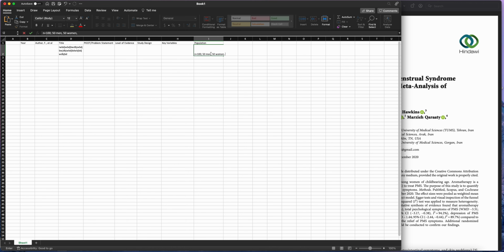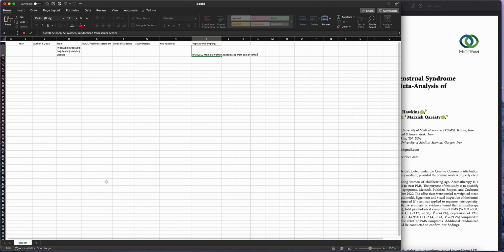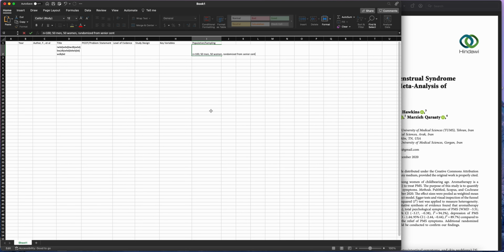And then talk about their sampling methods as well. So population and sampling: 50 men, 50 women, randomized from a senior center or something like that. Or maybe it was not randomized from a senior center. It was 100 people, 50 men, 50 women at a university. Talk about those methods. How did they get those participants for their study? Again, I want to wrap that text.